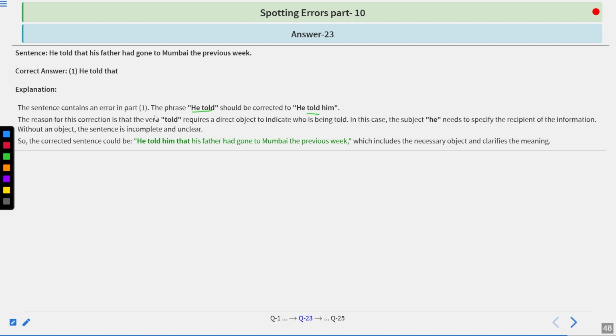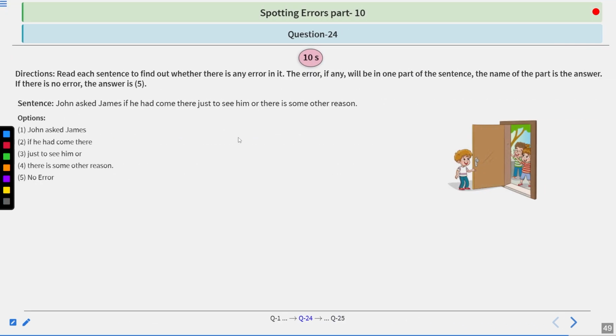The reason for the correction is that the verb told requires a direct object to indicate who is being told. In this case, the subject he needs to specify the recipient of the information. Without an object, the sentence is incomplete and unclear. So the correct sentence could be: he told him that his father had gone to Mumbai the previous week, which includes the necessary object and clarifies the meaning. Let's move to the next question.